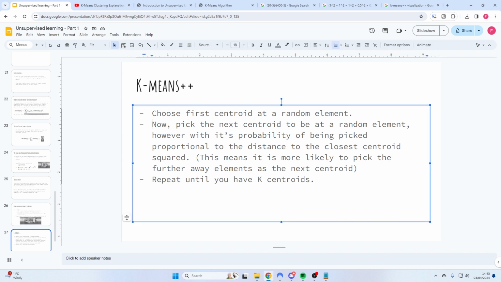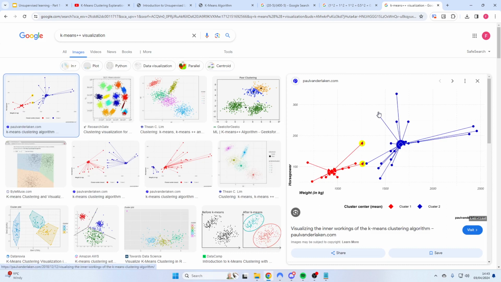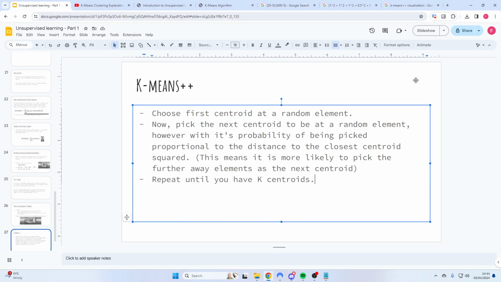The way you write about this formally is you say we pick the next centroid to be at a random element. However, its probability of being picked is proportional to the distance to its closest centroid squared, which basically means it's more likely to pick the further away elements as the next centroid. And we just repeat that until we've got k centroids. So if we had 5, we'd pick one at random, let's say this one. We're going to end up getting another one, and we just repeat, and then we've got 5 centroids, and we're ready to do the k-means algorithm. I hope that all makes sense.